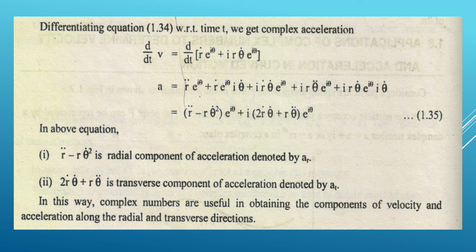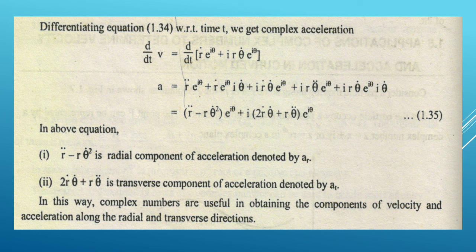Now simplifying this equation, we get (r double dot minus r θ dot squared) e^(iθ), plus i into the bracket (2 r dot θ dot plus r θ double dot) into e^(iθ). Now it also has two components. One is the radial component of acceleration and the second one is the transverse component of acceleration.